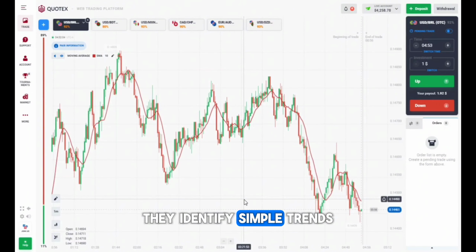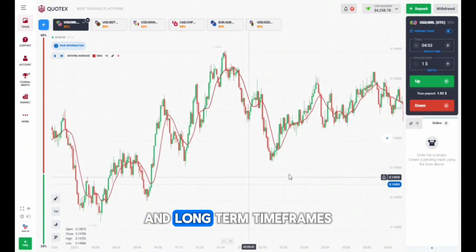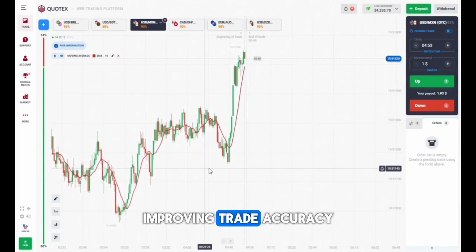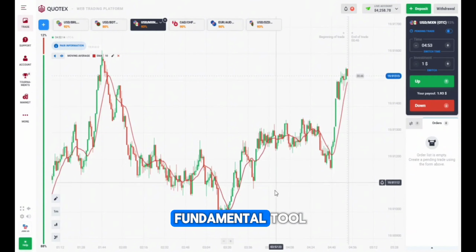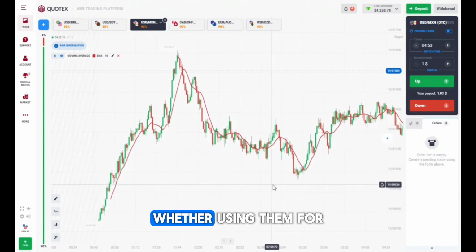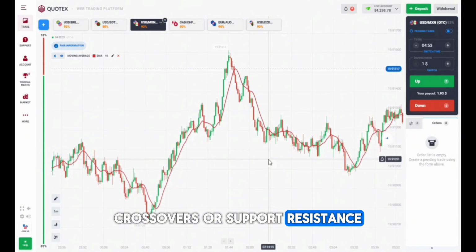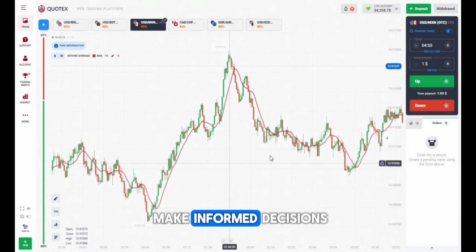They identify simple trends in the market. They work effectively across both short-term and long-term timeframes. They provide clear entry and exit signals, improving trade accuracy. Moving averages are a fundamental tool in binary trading. Whether using them for trend confirmation, crossovers, or support and resistance, they can help traders make informed decisions.